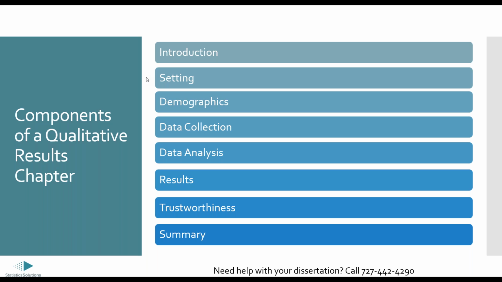Okay, so introduction, setting, demographics, data collection, data analysis, results, trustworthiness, and summary. Those are sort of the main headings or sections that you'll see in your results chapter, typically your chapter 4, although, depending on your school or the type of dissertation that you're writing, it may be a different chapter number.